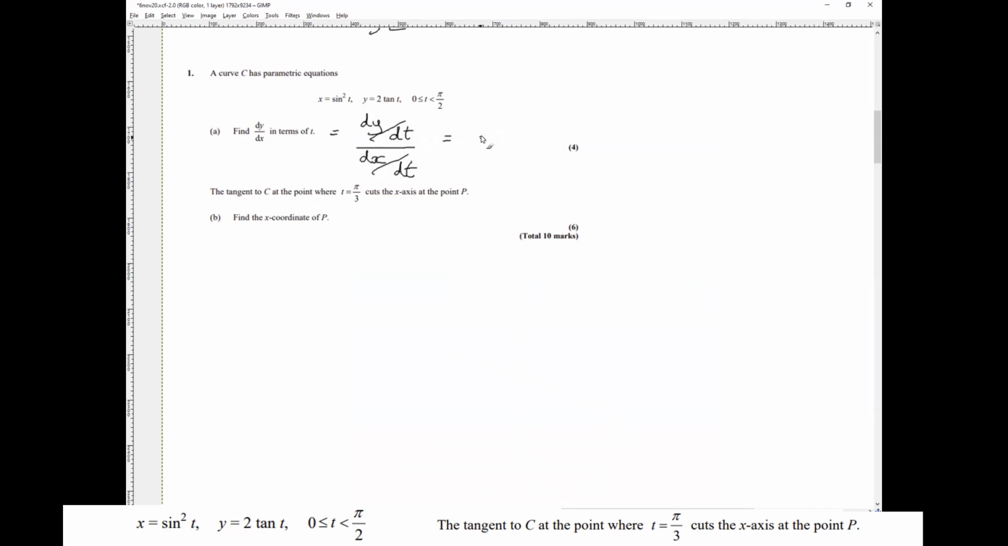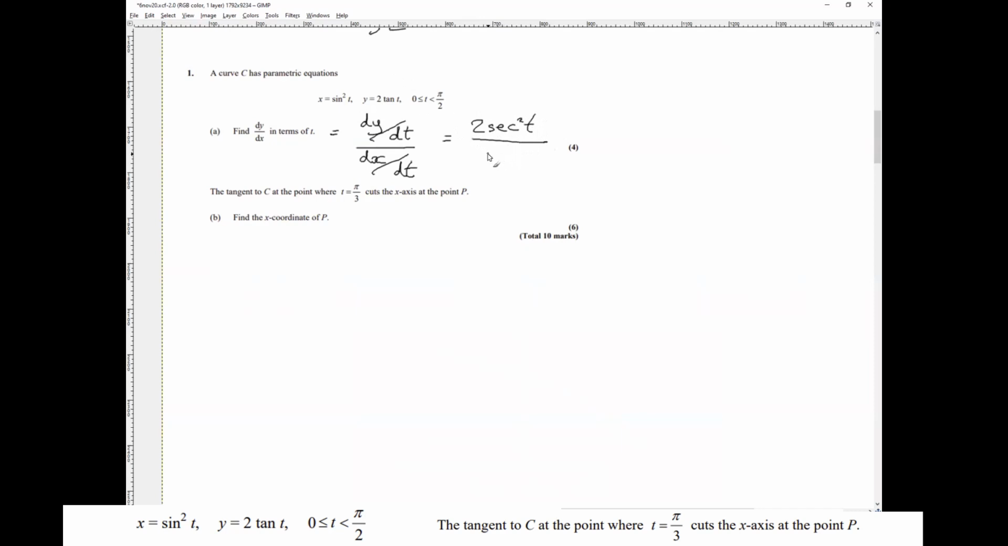So that's going to be dy dt, which will be what? I think a couple of weeks ago we did differentiate tan, didn't we? We talked about going the other way around as well. Do you recall the derivative of tan? Is it sec squared? Yes, it is. So 2 tan t will be, of course, 2 sec squared of t.